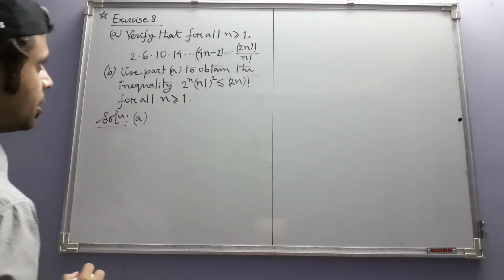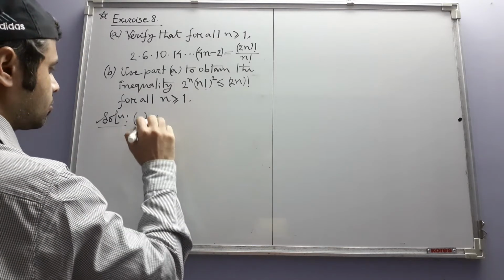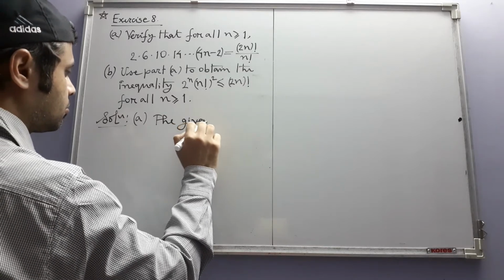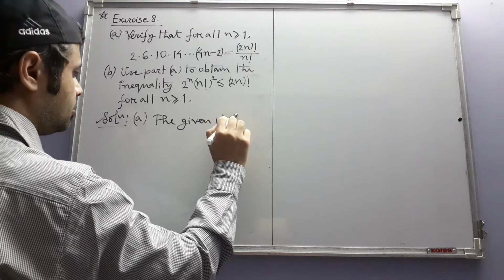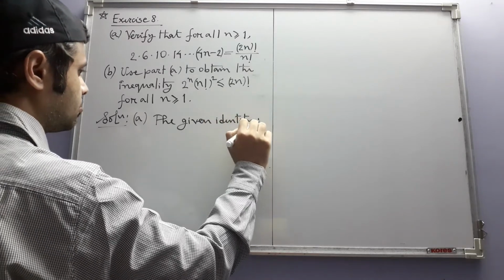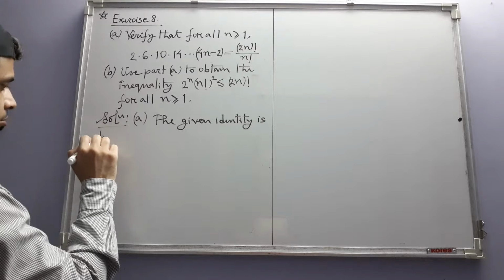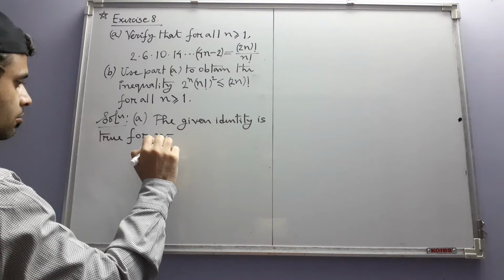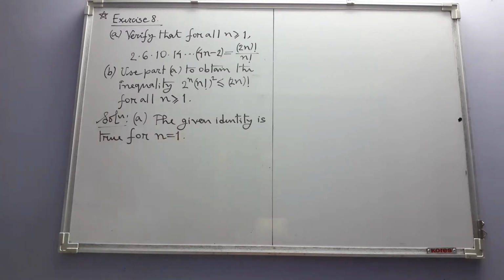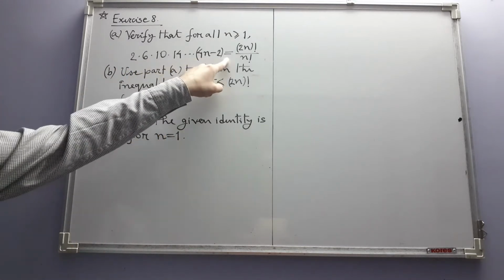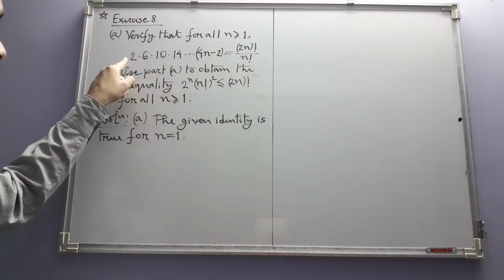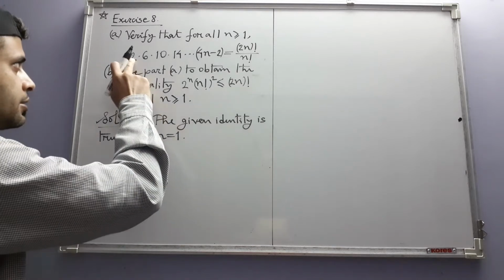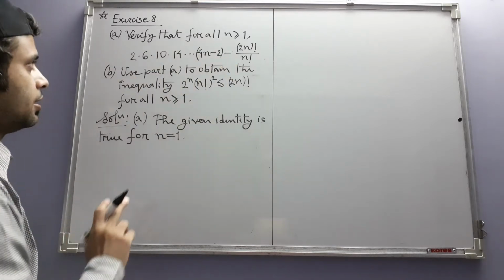First we solve part A. The given identity is true for n equal to 1. When n is 1, the left hand side has exactly one factor. By the way, how many factors are there in the left hand side?